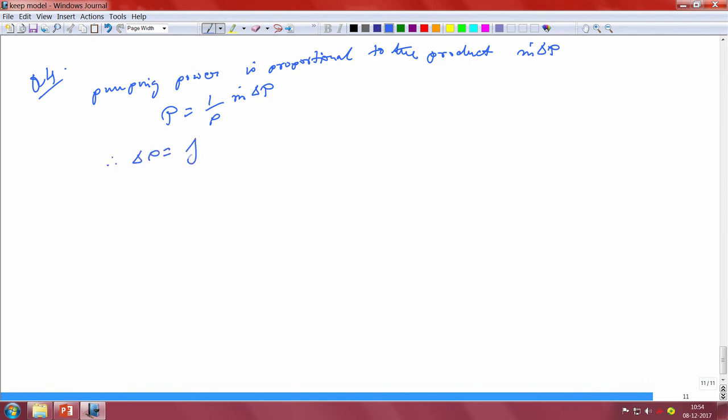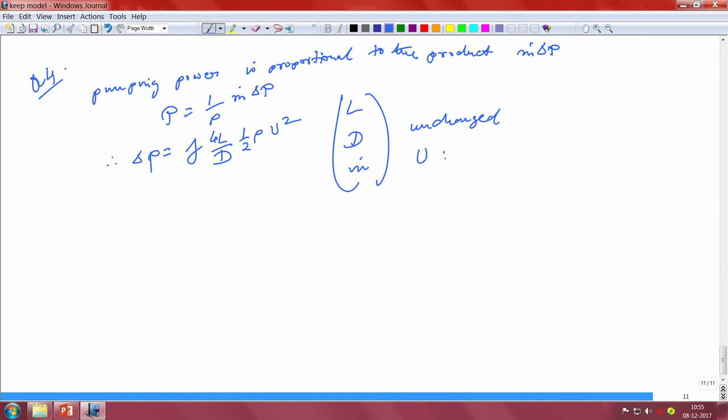p is the one that actually is the key player, because it is f by 4L by d into half rho u square. This we know, where f is the friction factor. Now, all these other terms, L, d, u and m dot, are kind of unchanged, right? These are unchanged. So, the mean velocity also does not change.